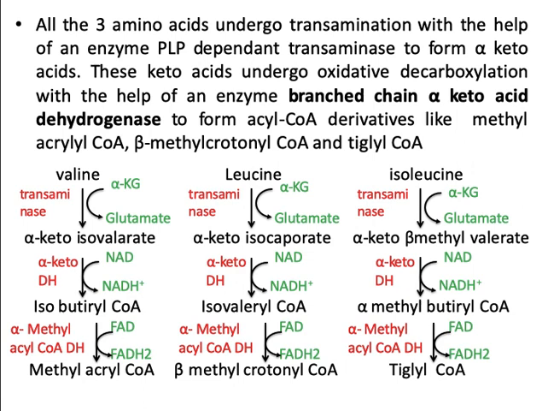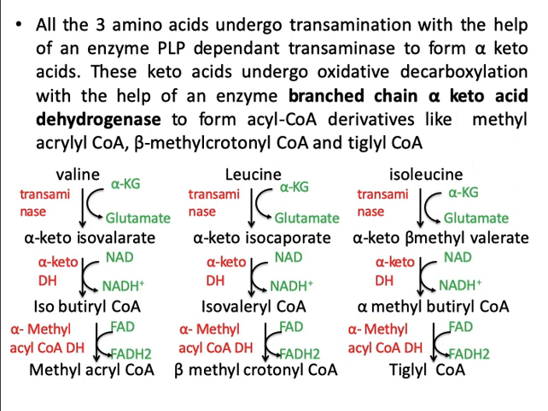This isoleucine, which is both glucogenic and ketogenic amino acid, undergoes transamination to form alpha-keto-beta-methyl-valerate. This methyl valerate undergoes dehydrogenation with the help of NAD-dependent alpha-keto acid dehydrogenase to form alpha-methyl-butyryl-CoA. This alpha-methyl-butyryl-CoA formed from isoleucine again undergoes dehydrogenation with the help of FAD-dependent acyl-CoA dehydrogenase enzyme to form tigyl-CoA.